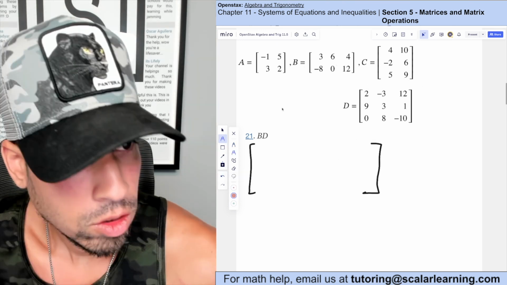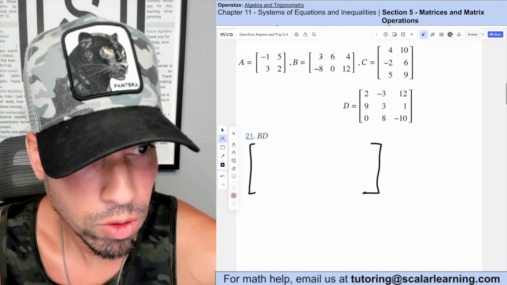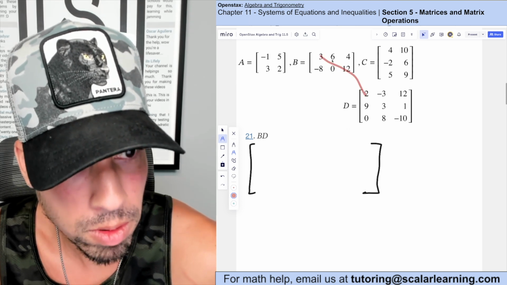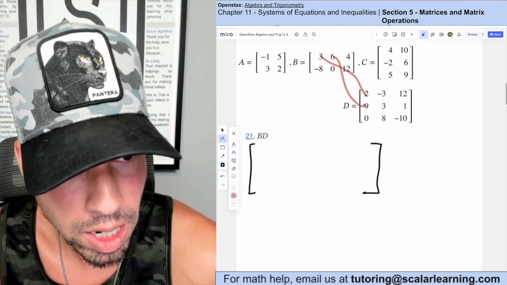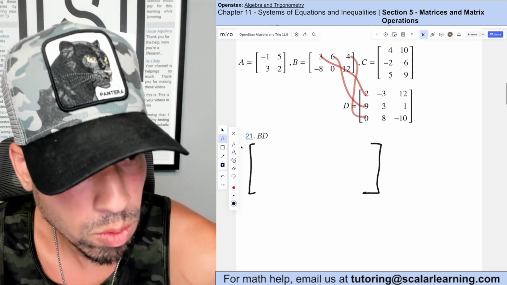Okay, let's write it out. So we're going to look at B and D, and I'm going to multiply in a color-coded way. First, the first row hits that first column, so it's going to be like boom. Then we go to the right one and down one, and then right one and down one. So those are what we're multiplying.